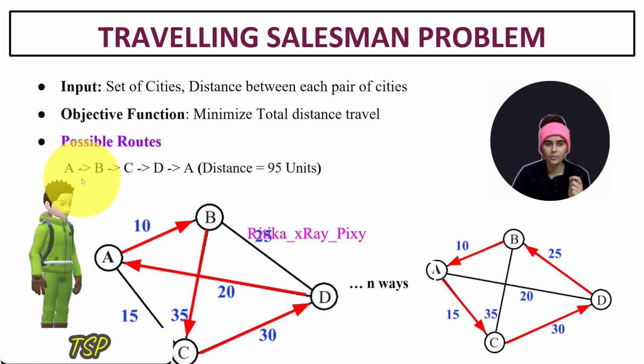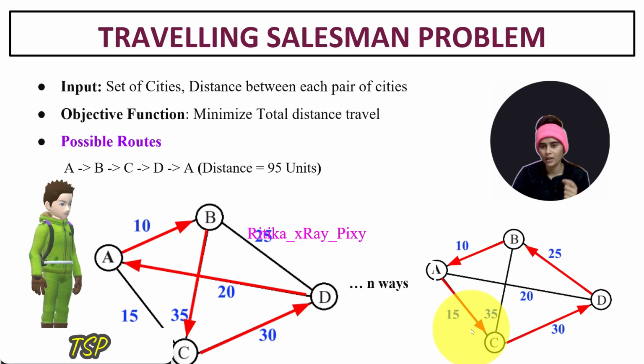Here you can see we have possible routes. We have n possible ways the salesman can go from city to city, and so we can find different possible routes for the salesman. For example, it can go A to B, B to C, C to D, D to A, and this route covers 95 unit distance. Like that we have n ways.